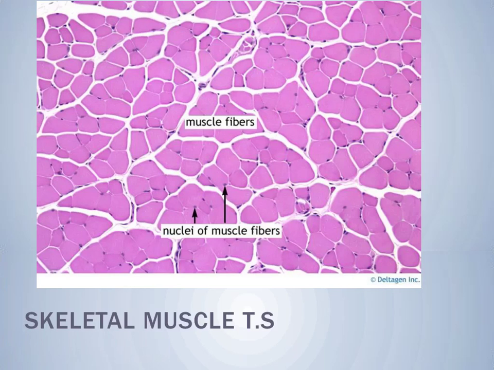Again, this is a picture for a transverse section. Why transverse? Because we have the polygonal, transversely cut skeletal muscle fibers, and the nucleus is peripheral in position, and some of the fibers demonstrate multiple nuclei. Then you may be asked about the connective tissue which surrounds this bundle here.